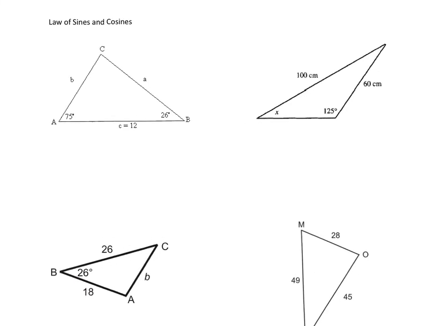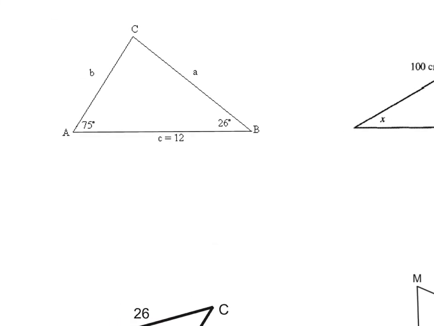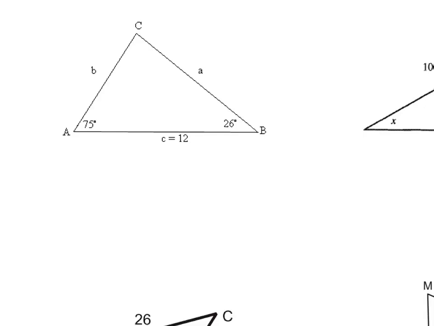Okay, here's some more examples of using both law of sines and law of cosines. If I'm looking at, first, I always try to use law of sines first because I think it's easier. So if I'm going to try to find side A, I'm going to see if I can use law of sines. So I have the angle and I want to know the side opposite. I need to have another angle and side opposite.